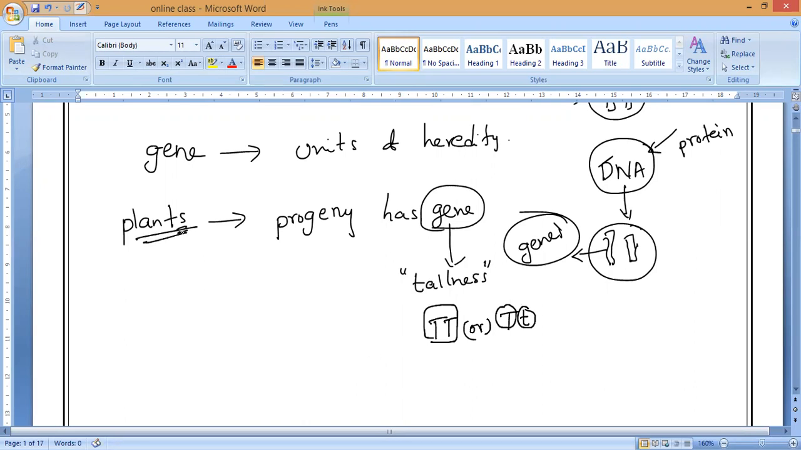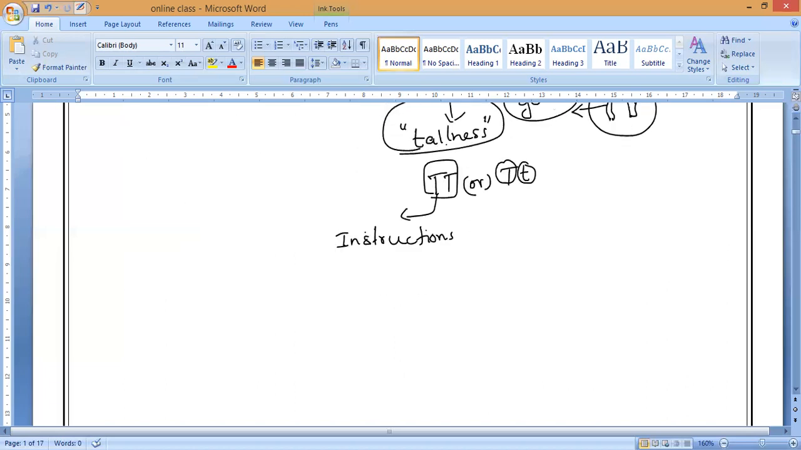So if you find any plant which is having a progeny of the gene called tallness, then what will happen? This gene for tallness will give instructions to the plant. Do you understand? Instructions to the plant cells to make a lot of plant growth hormones. So whatever gene is present in the plant, if it is a tallness gene, it will give the instructions to the plant cells.